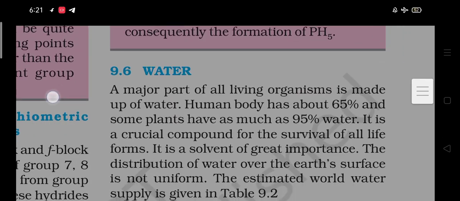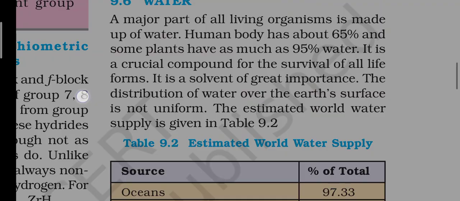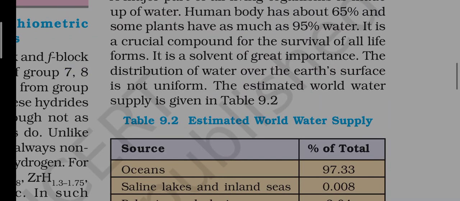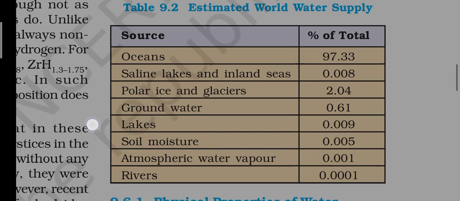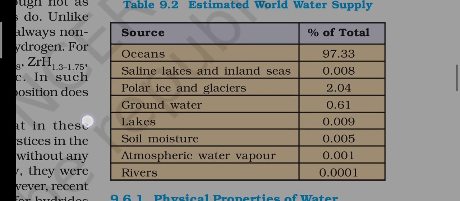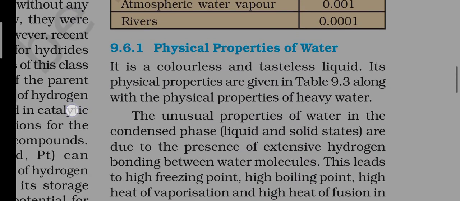Next is water. A major part of all living organisms is made up of water. Human body has about 65% and some plants have as much as 95% water. It is a crucial compound for the survival of all life forms. It is a solvent of great importance. The distribution of water over the earth's surface is not uniform. The estimated world water supply is: in oceans it is 97.33%, in polar ice and glaciers it is 2.04%, in groundwater it is 0.6%, and so on.